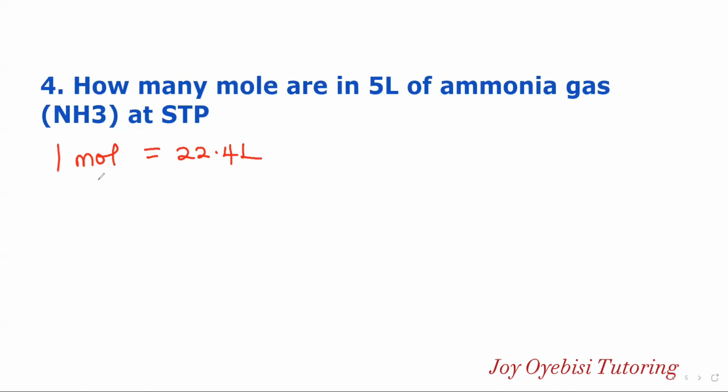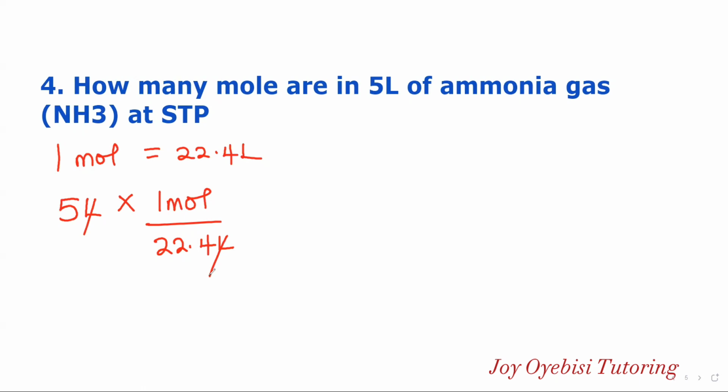So now we're going to start. If you have 5 liters, and you want to convert it to mole, what do you do? You're going to multiply by 1 mole and then divide by 22.4 liters. You see what I did? You are doing it this way because you want the liters to cancel. You're converting to moles. Whatever you're looking for, the unknown will always be on top. Okay? The unknown will be on top.